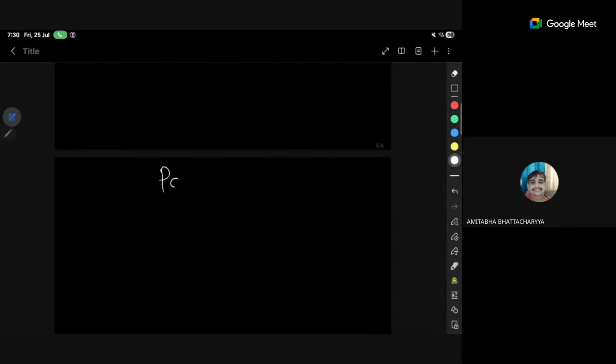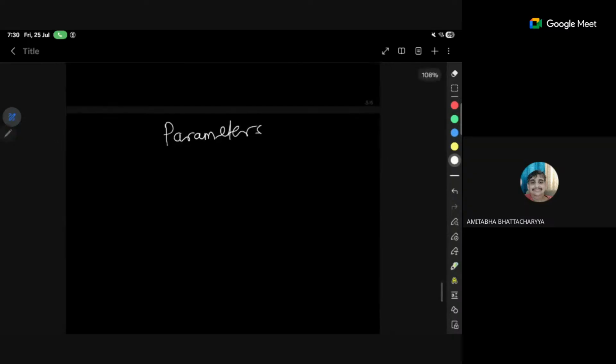Okay, now we'll see how parameters are being calculated. So for each filter, let's say this is a filter. This is a 3 cross 3. So there are 9 parameters in this.